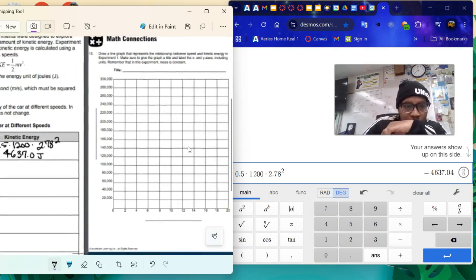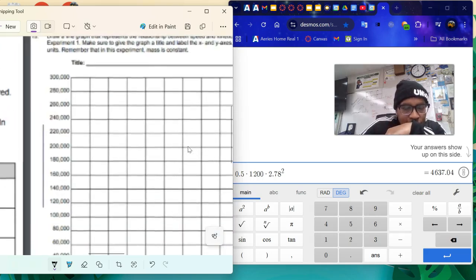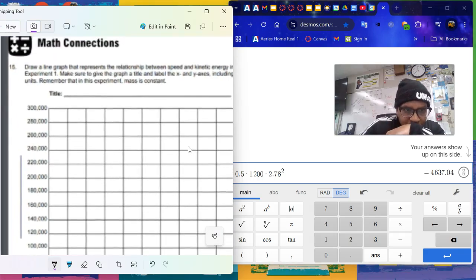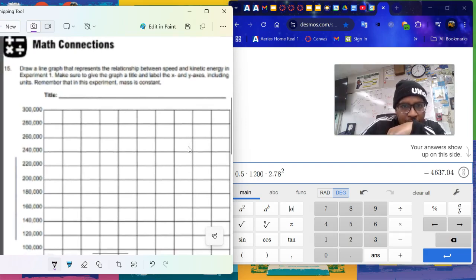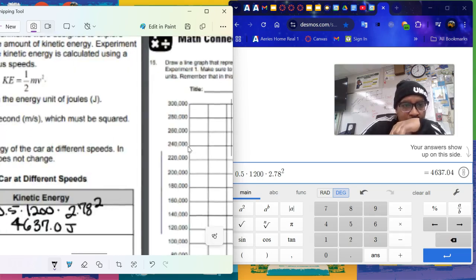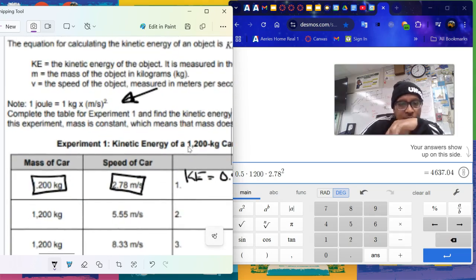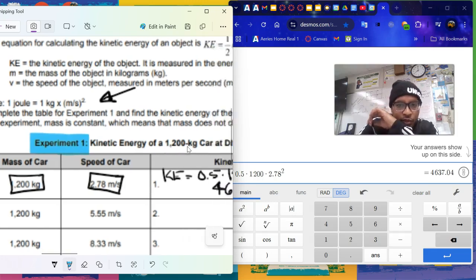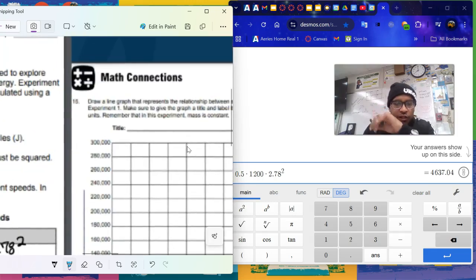If we look here, we already have some graphing, and it says draw a line graph that represents the relationship between speed and kinetic energy in experiment 1. This is experiment number 1. So it is the data from this one. So make sure that you read and you're like, oh, this is experiment number 1. So we got to do that.